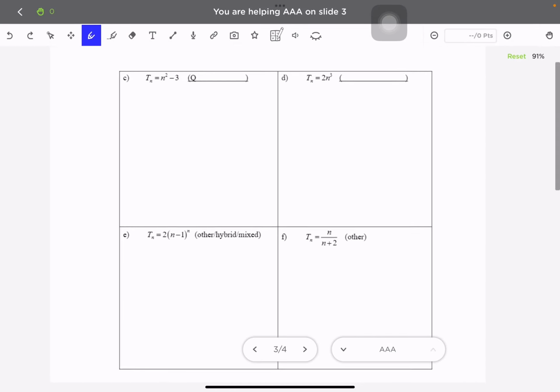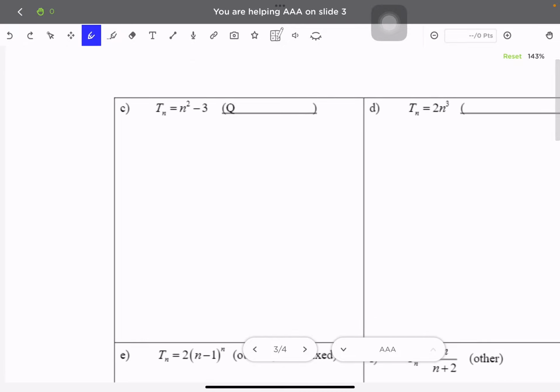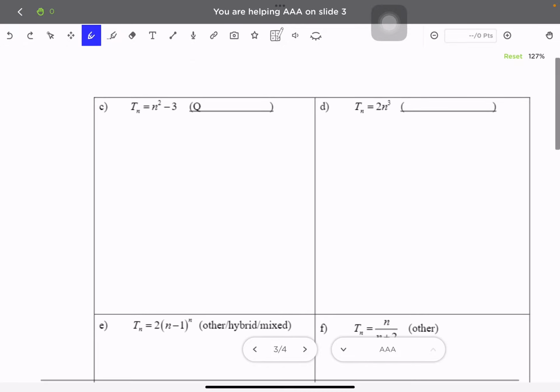Okay, subsequently, let's look at this. So, if it's n square minus 3 now, for part C, we see that the Tn here is n square minus 3. This kind of term is called a quadratic because n now is not to the power of 1 but to the power of 2. So it's quadratic.